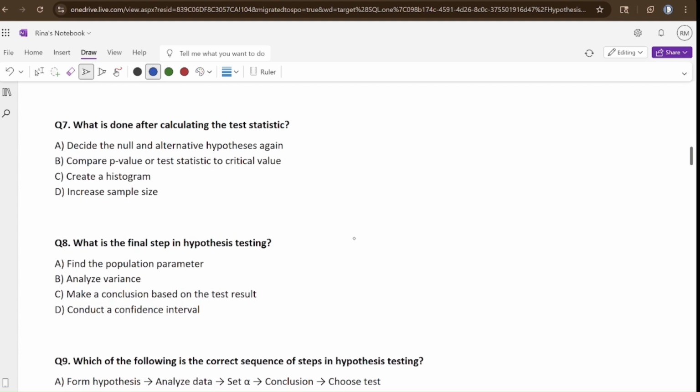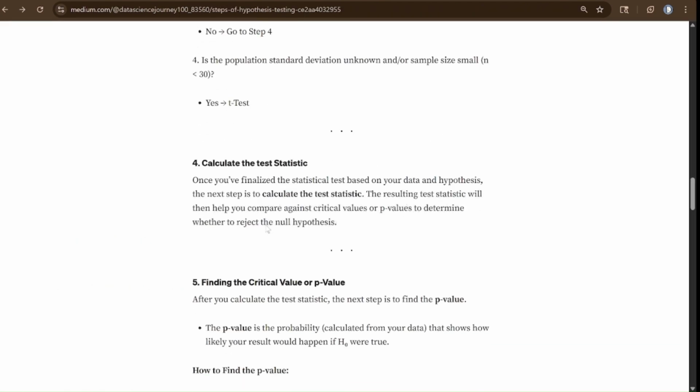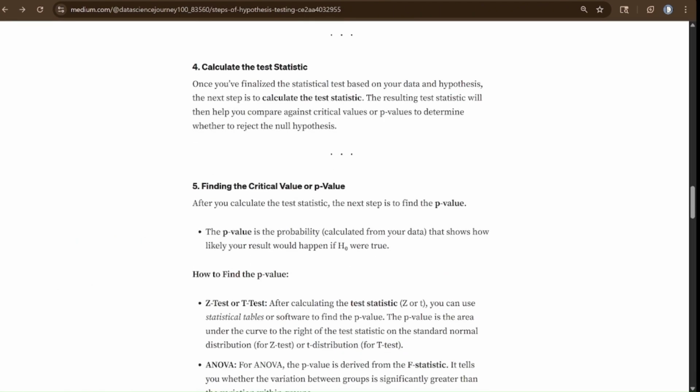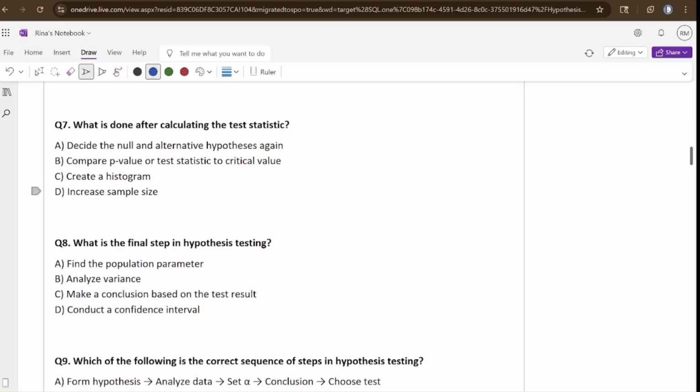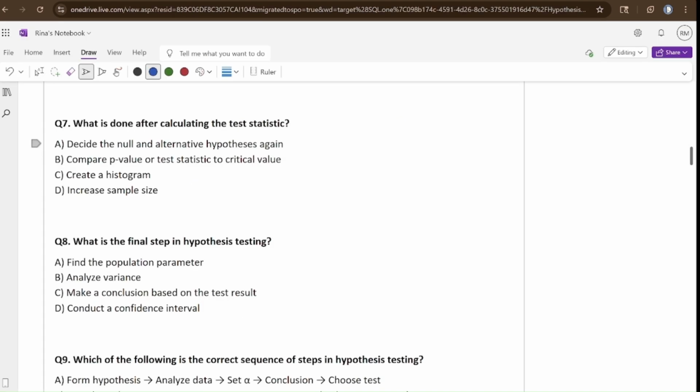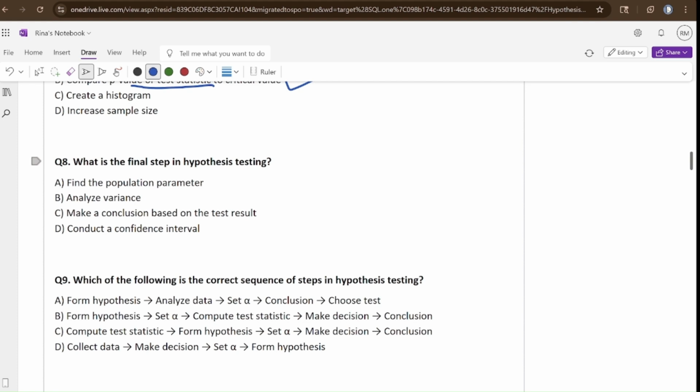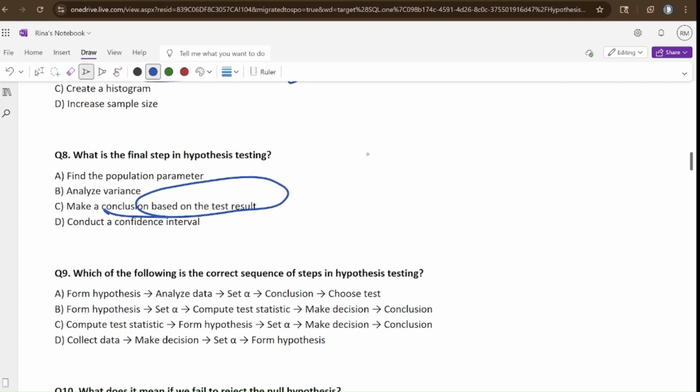What is done after that? After that, see, once the statistic is done, then you calculate the p-value. So, what is the option here? Compare p-value or test statistic to critical value. Okay. What is the final step? The final step is making a conclusion based on the test result.